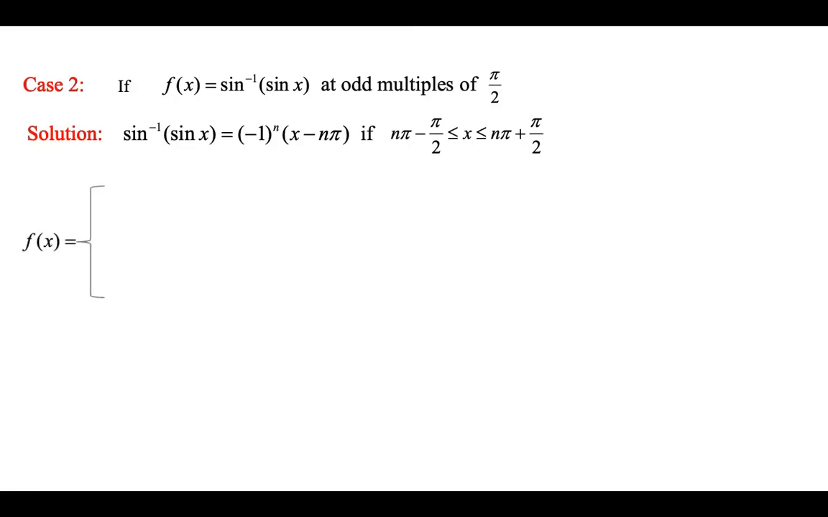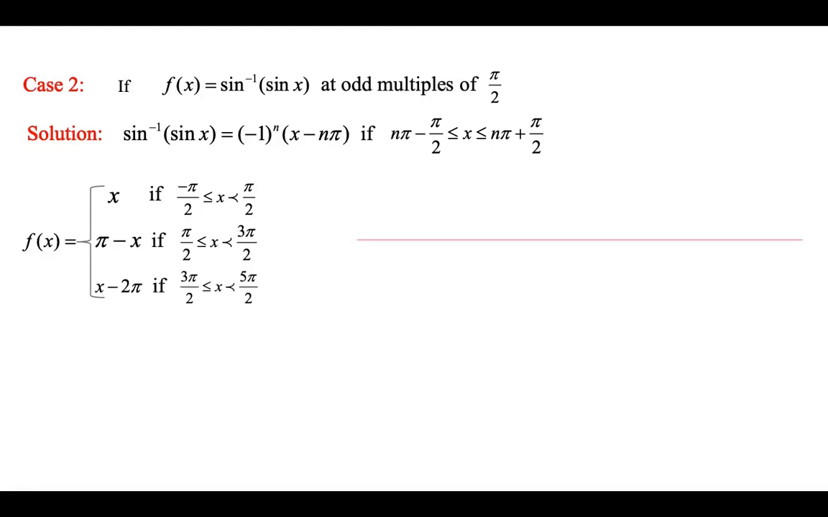So if you write f of x piecewise, I am checking continuity and differentiability at 2 points. One is pi by 2, the other is 3 pi by 2. In between minus pi by 2 to plus pi by 2, the function is nothing but x. In between pi by 2 to 3 pi by 2, it is pi minus x. In between 3 pi by 2 to 5 pi by 2, it is x minus 2 pi. So draw the line like this. This is pi by 2 and that is 3 pi by 2.